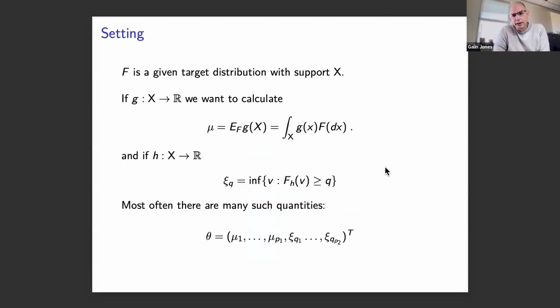So just as a general setup for the problem I'll be interested in, throughout, capital F is going to be a target distribution that I'm interested in. We often want to estimate a mean or quantiles. Forgetting about the notation, it's not too important except to notice that we want to estimate both means and quantiles simultaneously. Most often there's a vector of such quantities, and in any practically relevant application, you're going to want a lot of these, one for each marginal distribution of interest if you're doing Bayesian analysis, for example. So we want to estimate a vector of means and quantiles.